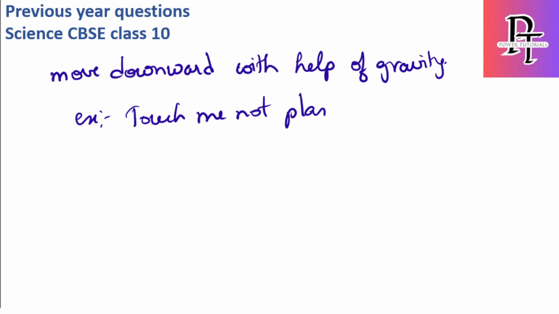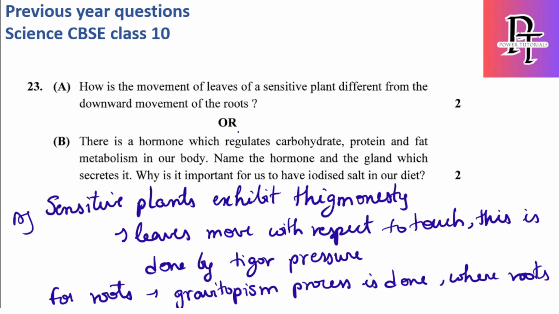Let's solve the B answer. So here it is 'or'. In the exam, if these two types of questions are present, you can either solve this one or this one based upon your confidence level. Okay. So what is B1? There is a hormone which regulates carbohydrate, protein and fats metabolism in our body. Name the hormone and the gland which secretes it. Why is it important for us to have iodized salt in the diet?